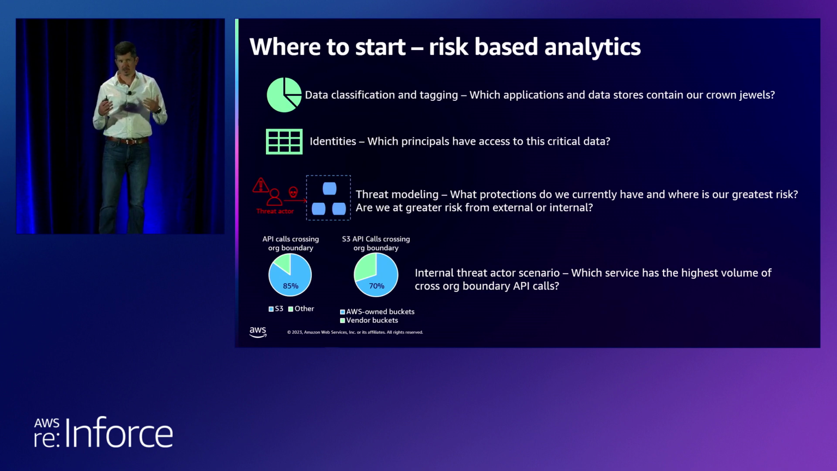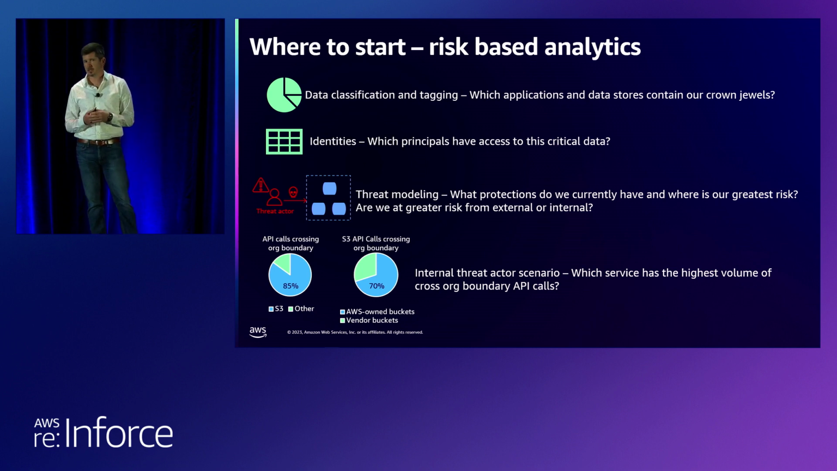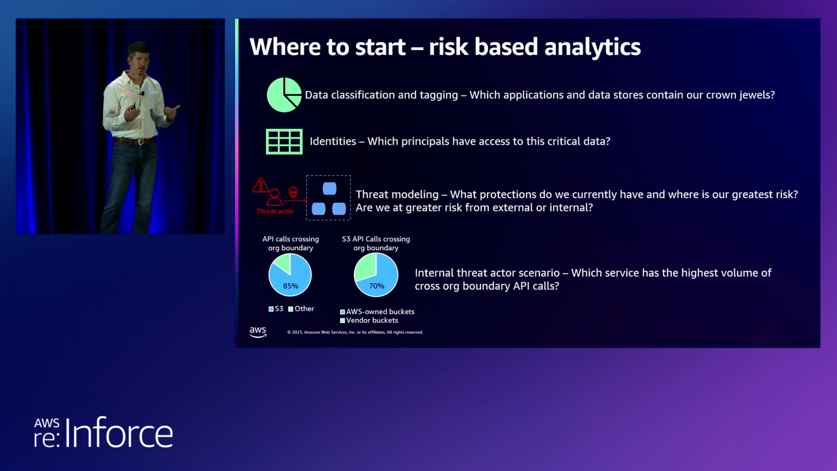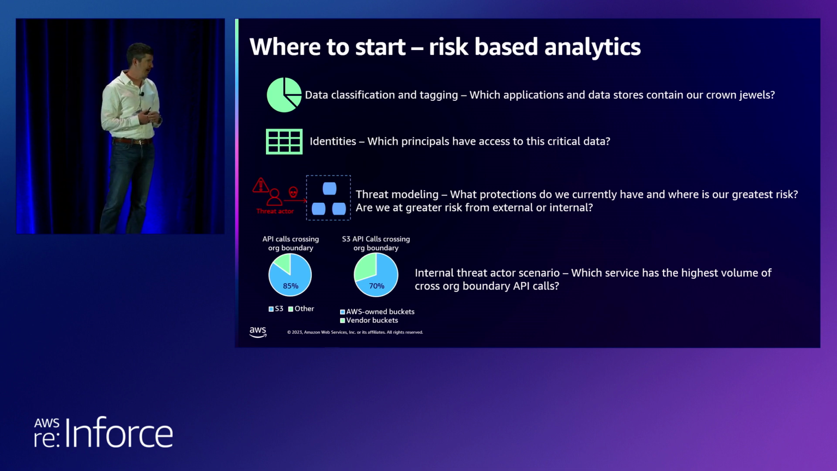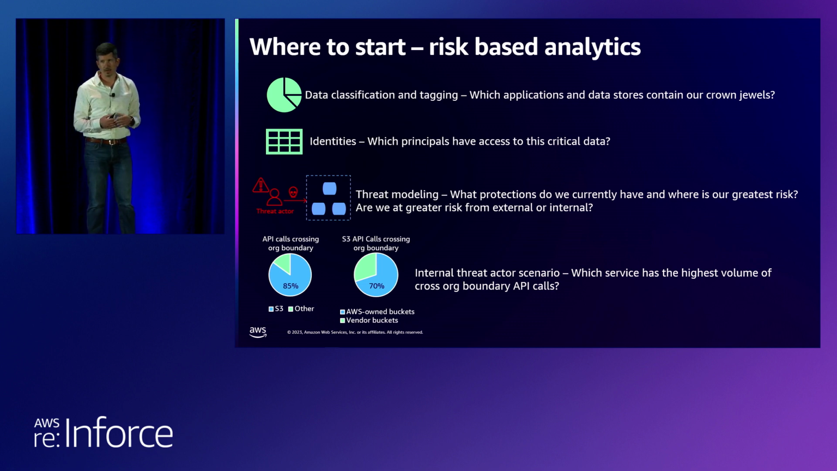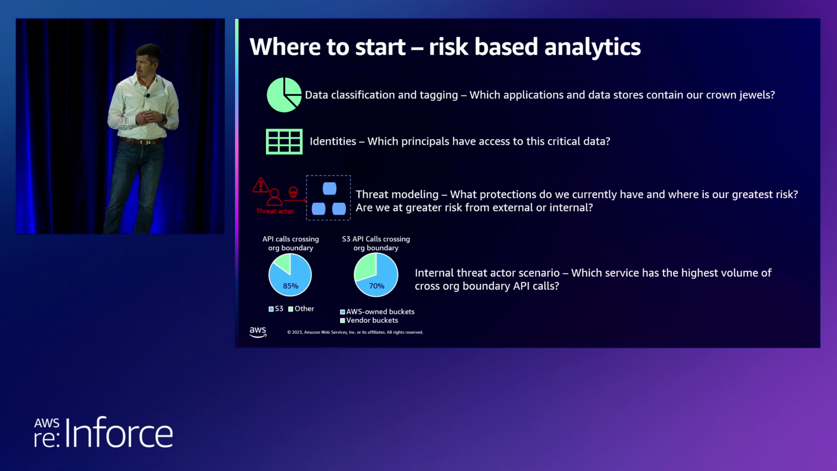Continuing on with the question of where we should start, we wanted to take a risk-based analytics approach and have really data-driven decisioning on where we invested our time and resources. Continuing on with the data classification tag, the first thing we did was run analytics on what data we have in production, what the sensitivity and classification of that data is, and which data stores contain our crown jewels. Next, we ran analytics on the identities that have access to that data. What are those identities doing with the data, and what do the standard transactions look like?